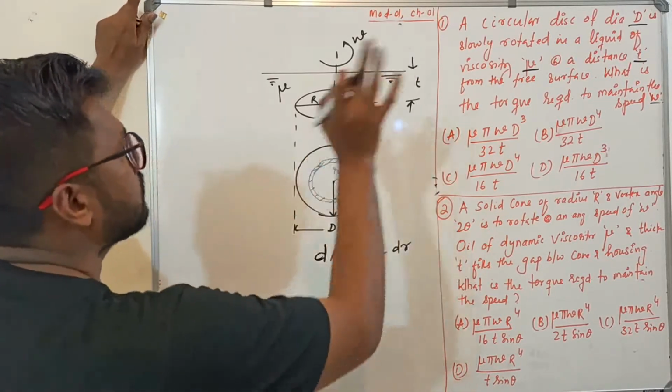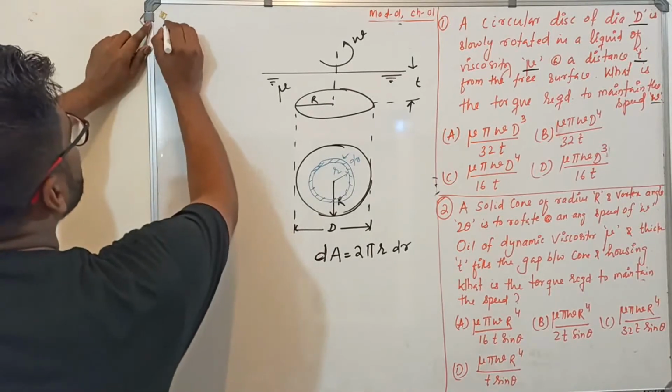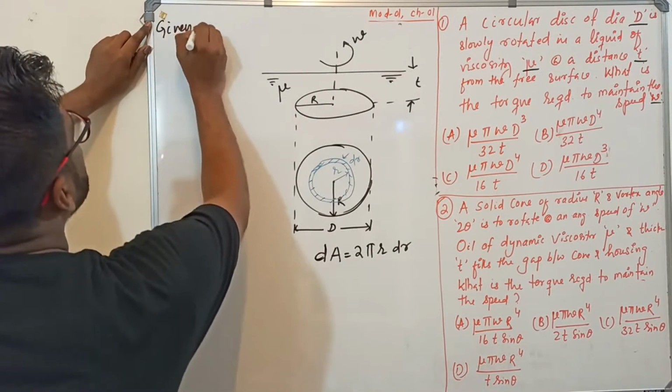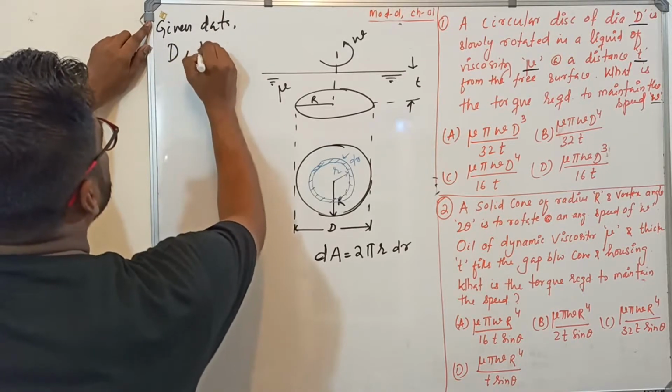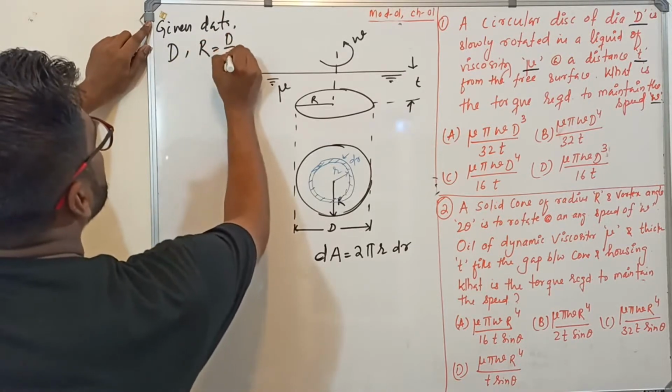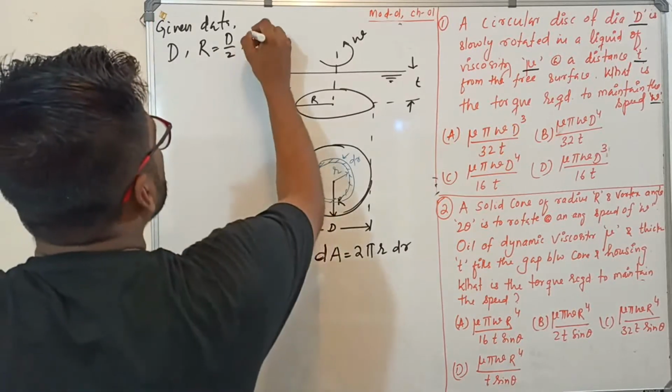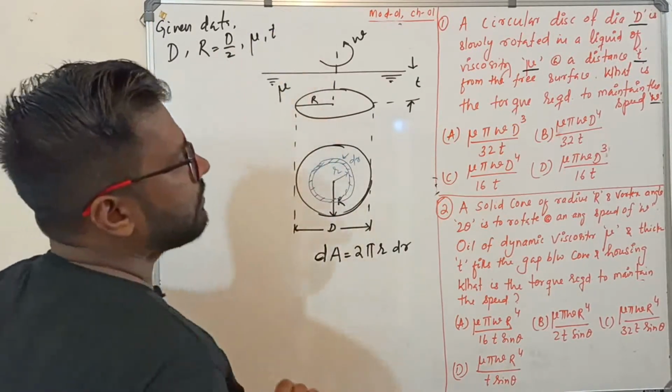We'll write the given data. Given is diameter d, so the radius r is nothing but d by 2. Given viscosity mu, and the thickness of the fluid is t.